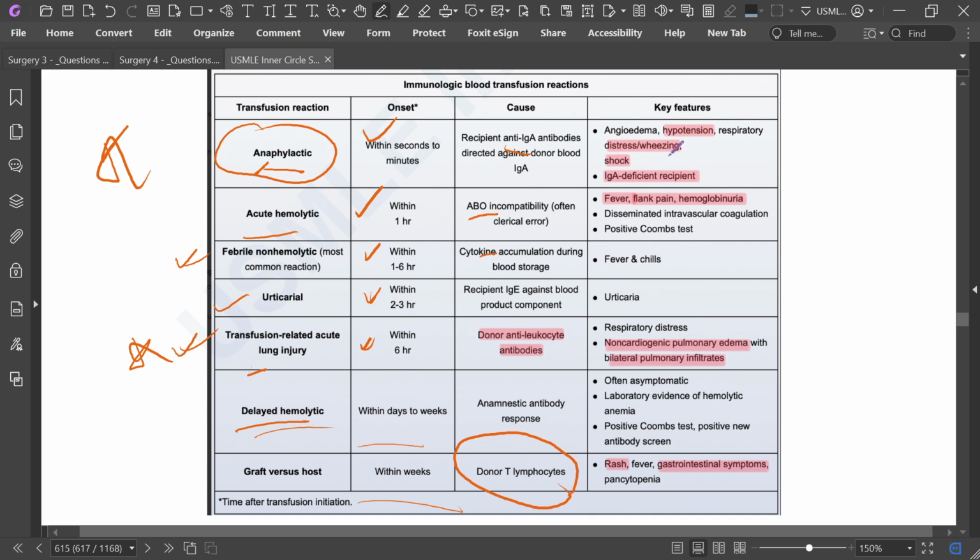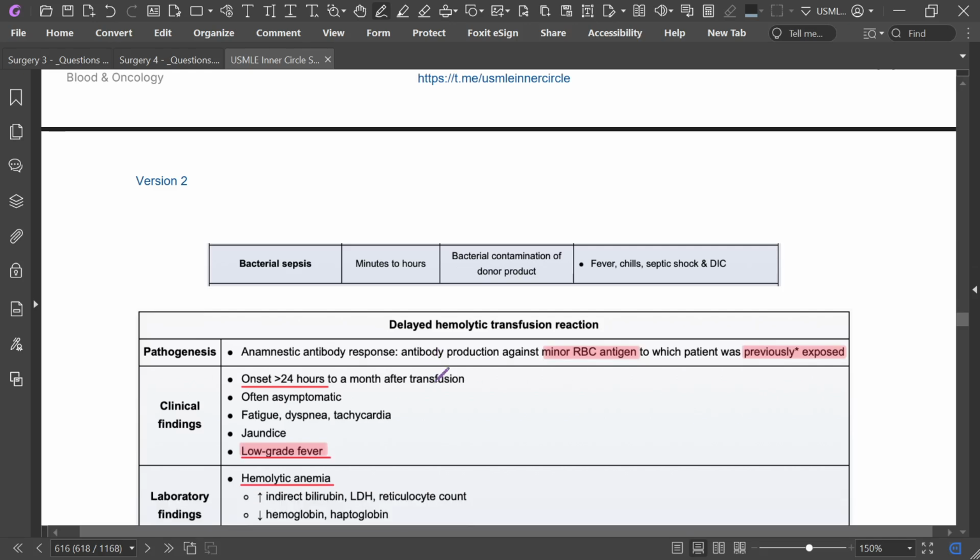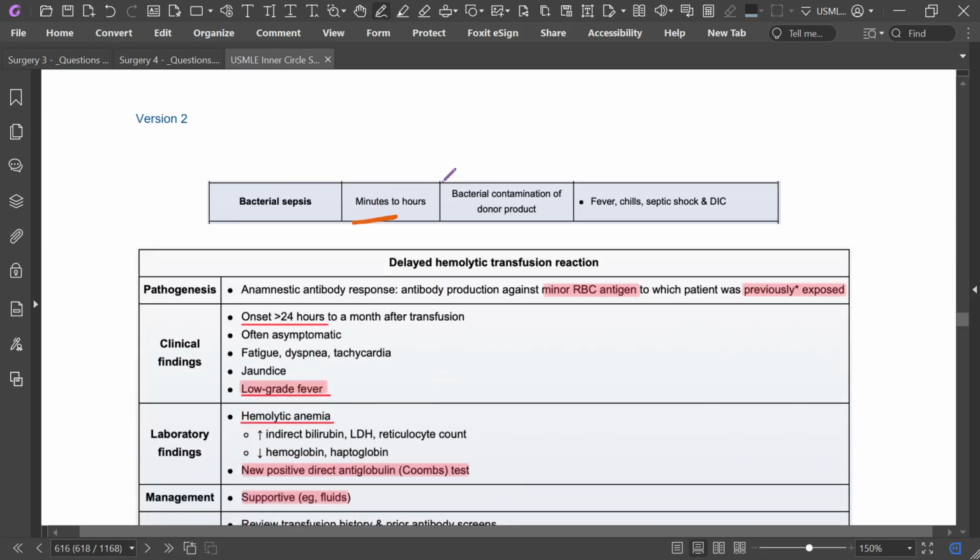Anaphylactic: there may be angioedema, hypotension, wheezing, shock, in an IgA deficient recipient. Acute hemolytic: fever, flank pain, hemoglobinuria, DIC, positive Coombs test. Febrile non-hemolytic: fever and chills, urticaria. Transfusion related acute lung injury is non-cardiogenic pulmonary edema with bilateral pulmonary infiltrate. Graft versus host is rash, fever, GI symptoms, and pancytopenia. And bacterial sepsis, minutes to hours, from bacterial contamination of the donor product: fever, chills, septic shock, and DIC.